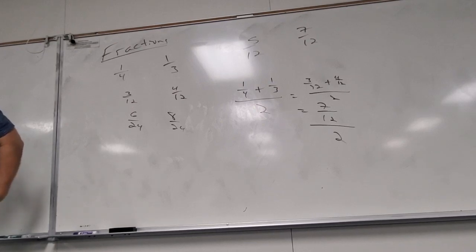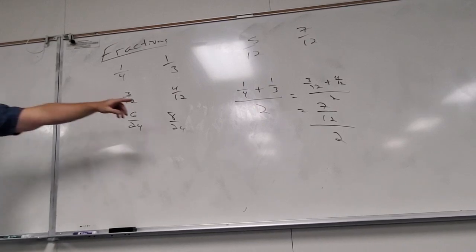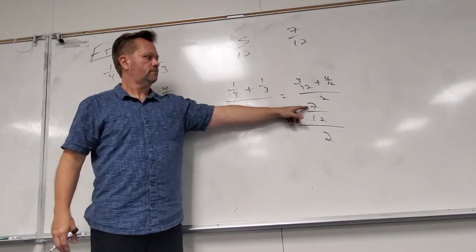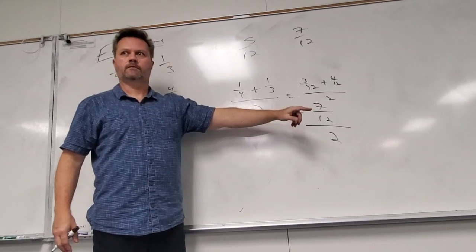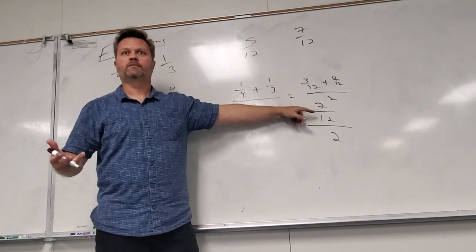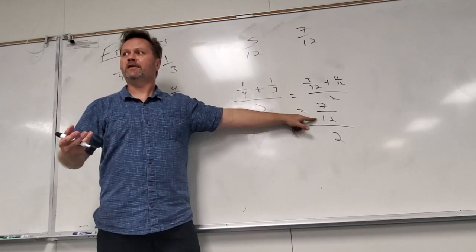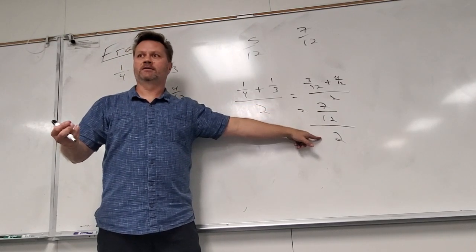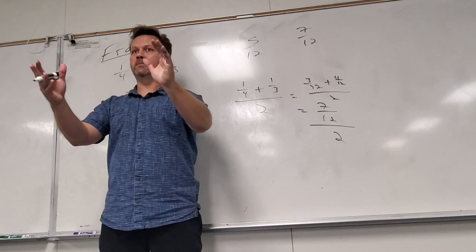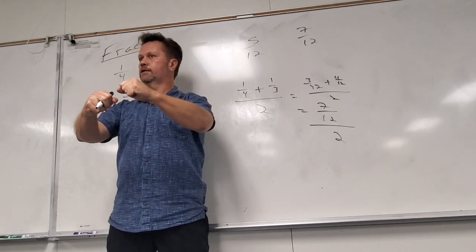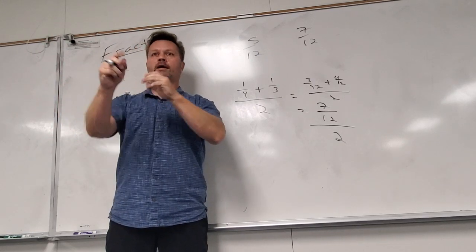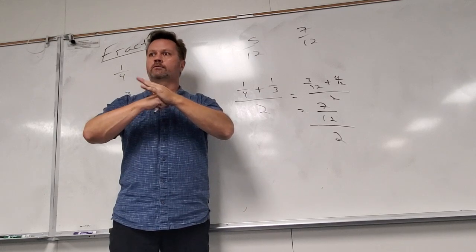Let me say this a few different ways. What is 7 being divided by? 12, and it's being divided by 2. So overall, it's being divided by 24. Do you guys see that? That's one way to kind of look at it very directly, right?